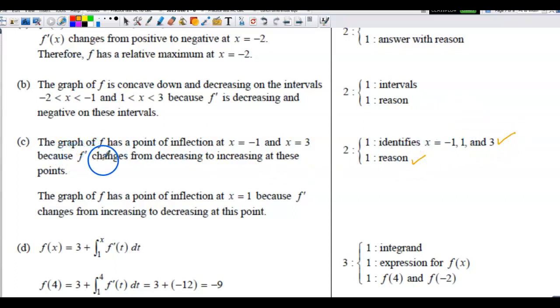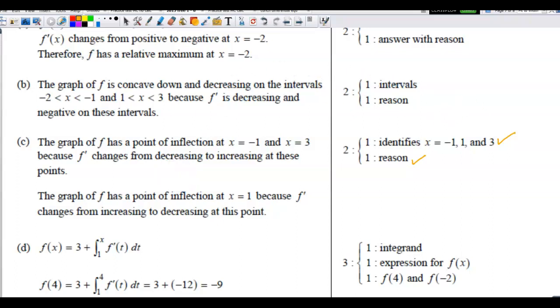They stated that f prime changes from decrease to increase at those 2 points and increase to decrease at x equal to 1. It's easier, in my view, to say all 3 points because at each of these points, f prime has either a local max or a local min. That would work as well.